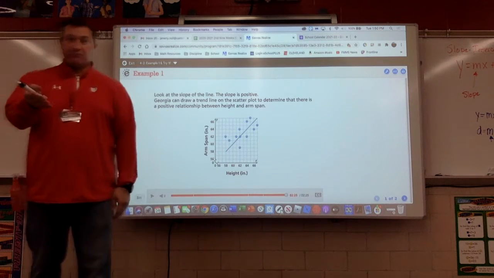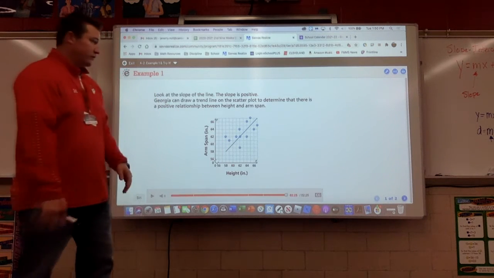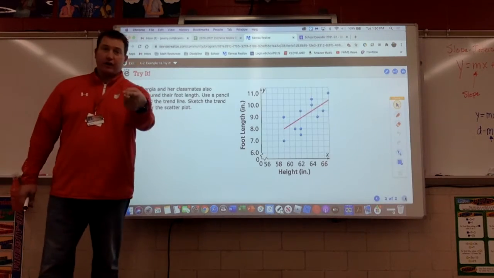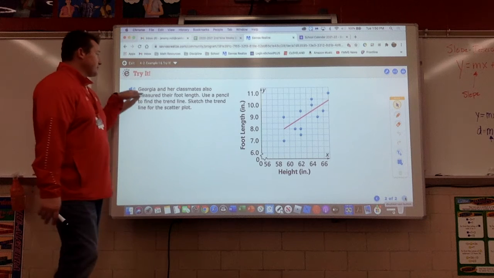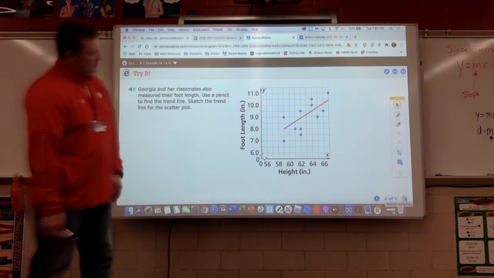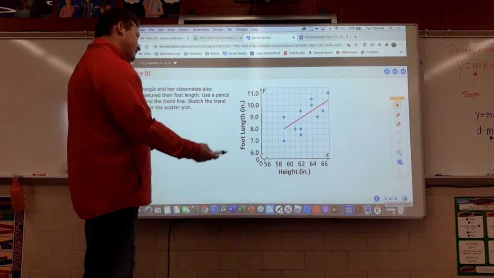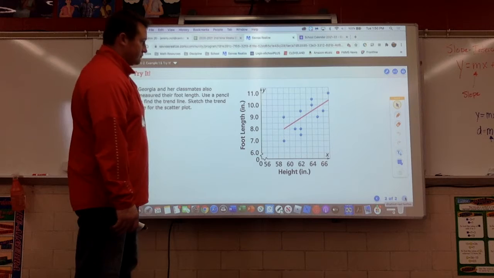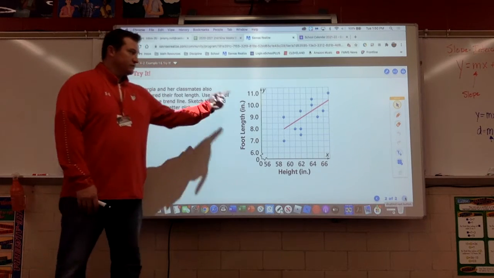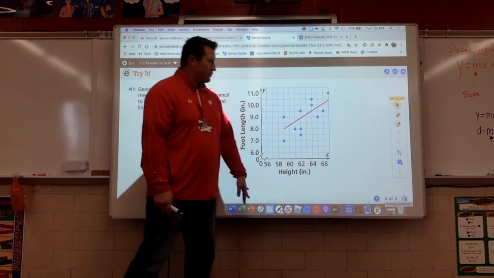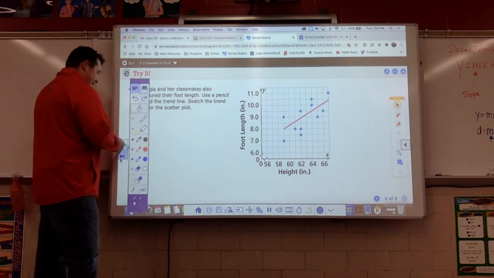You guys want to do the try it? Mr. Knoll's going to hit the try it for us here. Maybe you want to pause the video. Use a pencil to find the trend line. Sketch the trend line. Does it look like they already have a trend line here? They already do. I don't know if the kids have it in their book, though, so they can use that one as a good example. I bet you can draw one that's better than this.